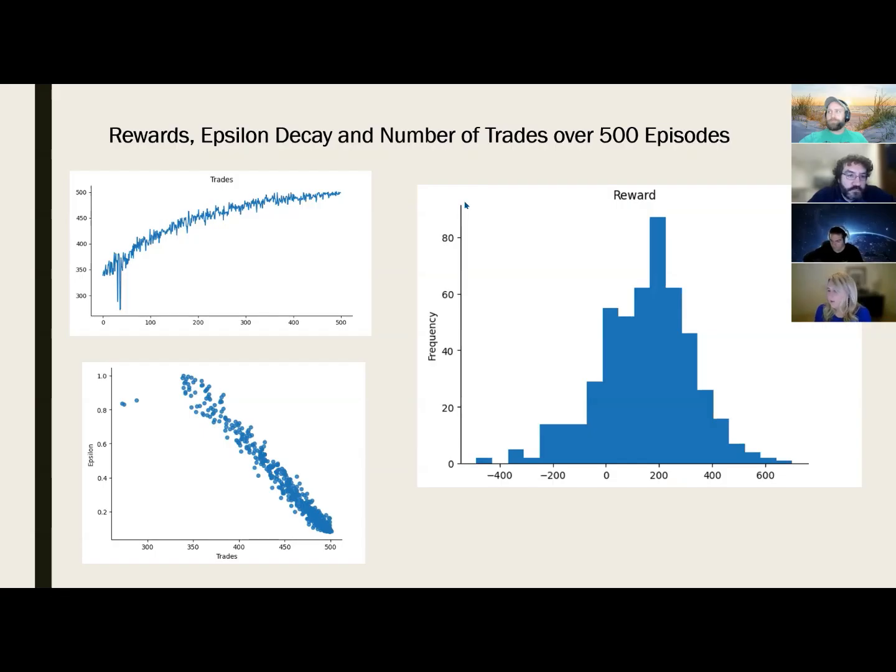Now, looking at the same model over 500 episodes, we see that there are some modest improvements in profitability as the model reaches, in a few instances, about $700 in total. It is progressively learning, which is what we hope it will do.